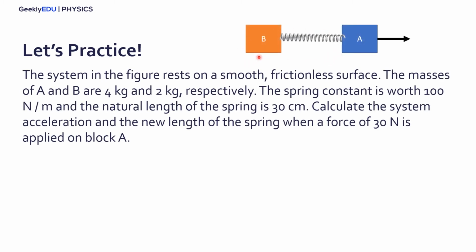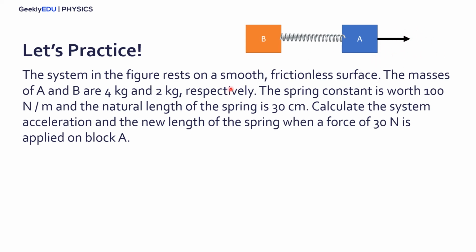Okay, let's put our knowledge into practice now. So we have this system here of two blocks connected by a spring that's resting on a smooth and frictionless surface. We know the masses of A and B are 4 and 2 kilograms respectively, that the spring has a constant of 100 newtons per meter, and also that the natural length of this spring is 30 centimeters. We want to calculate the system acceleration, and the new length of the spring, if a force of 30 newtons is applied on block A.